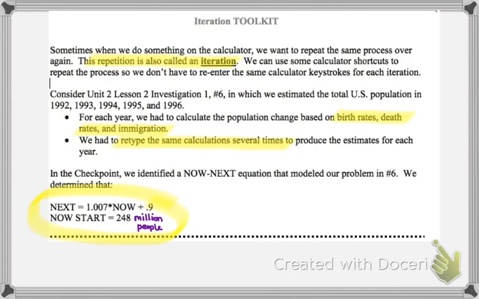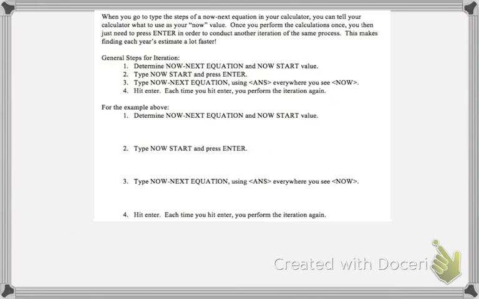So, with that now-next equation, we are ready to get started on what exactly we do to perform iteration. When you want to produce the same work over and over again in the calculator, you can help clue your calculator into what we'll use as our now value. And the way we do this is once we perform the calculations once, we just have to hit enter a few times in order for the calculator to produce the same process as many times as we want.